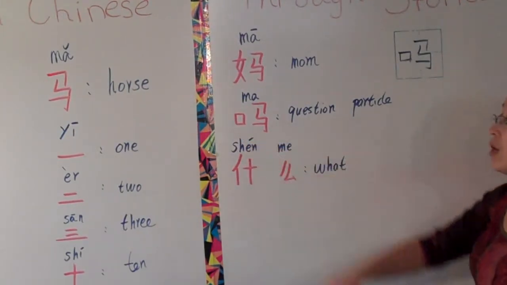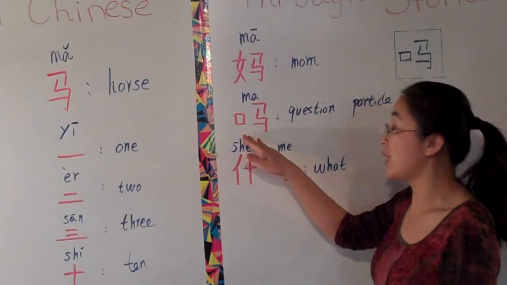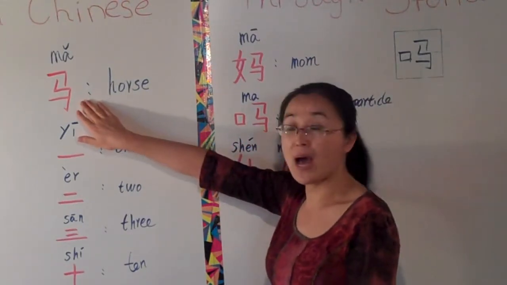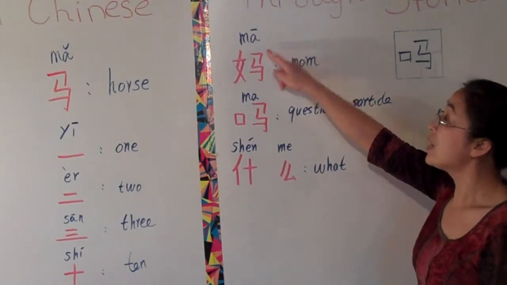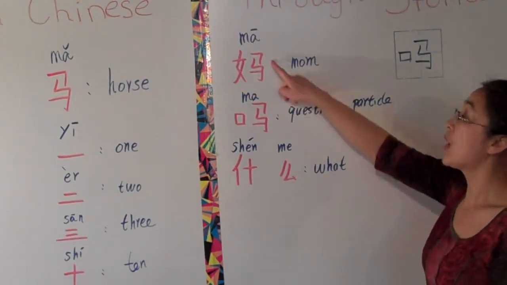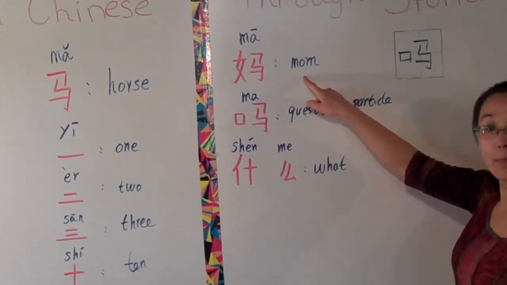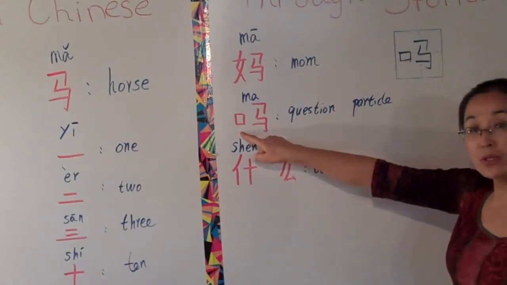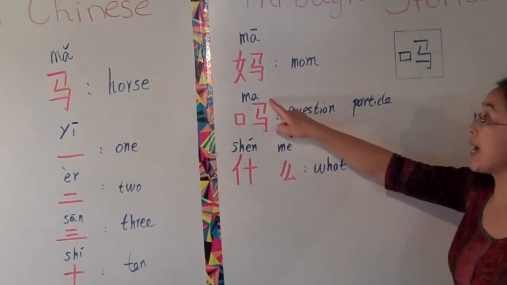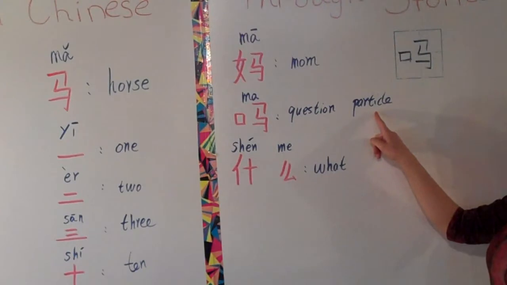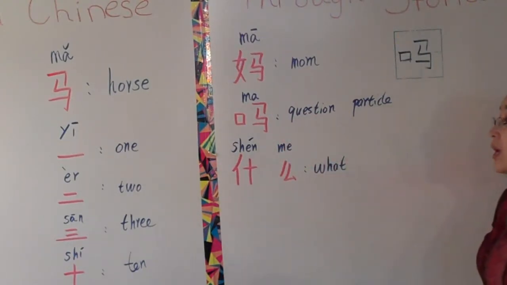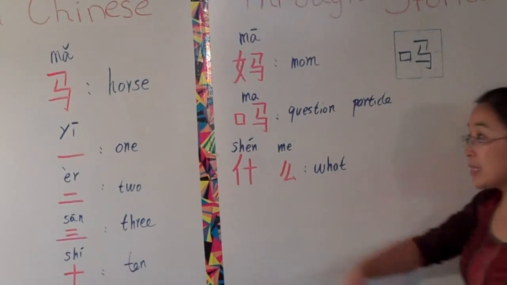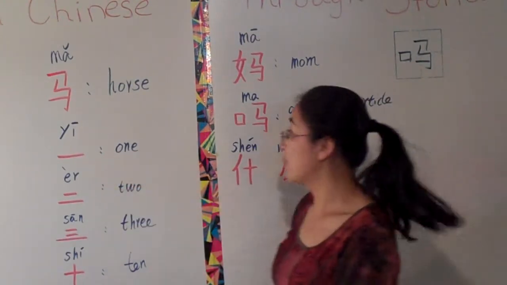Now we have 3 characters here. One is 马, horse. 妈, female horse, mom. 吗, mouth and horse, a question particle. We use it to ask questions. Okay, let's keep on looking.